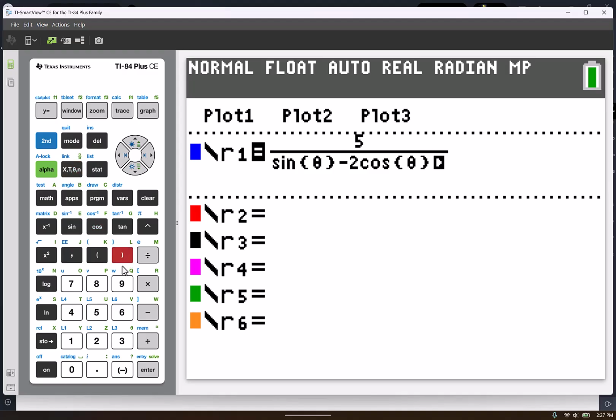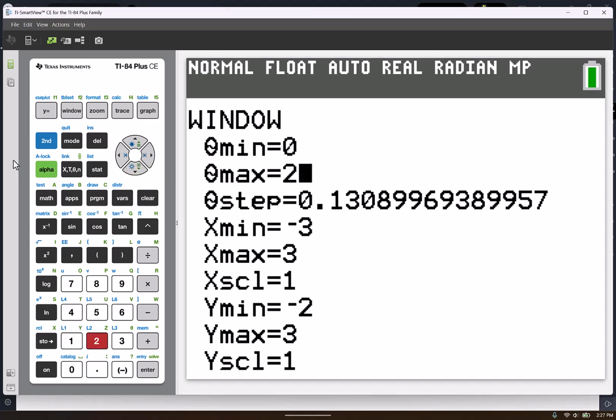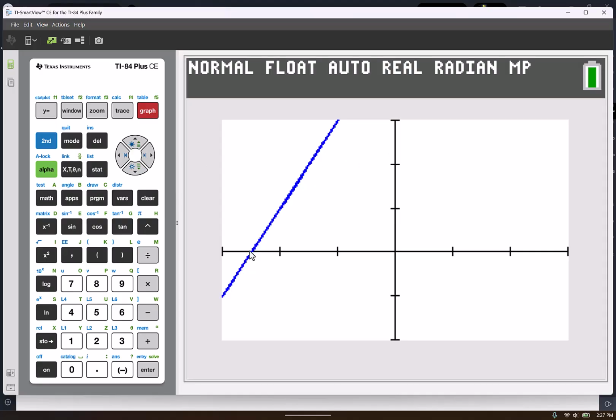Check it out. Ready? I'm going to click window. That's 0. That's 6.28. That's actually 2 pi, guys. Look, 2 pi. And I push enter. Look at that, 6.28. This is my step size. It depends. The smaller the step size, the smoother the curve will be. And let's push graph and see what happens.